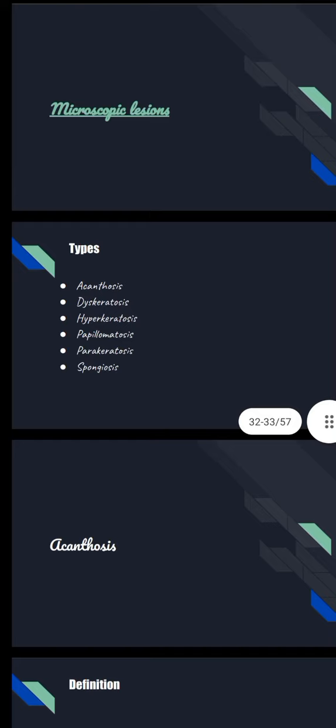There are six types of microscopic lesion. Number 1 acanthosis, number 2 dyskeratosis, number 3 hyperkeratosis, number 4 papillomatosis, number 5 parakeratosis, number 6 spongiosis. Firstly, we discussed about acanthosis.